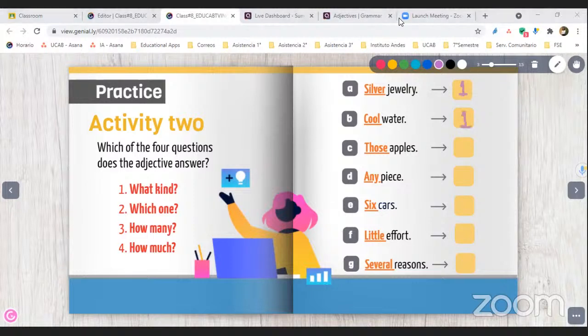Let's go with the next one. Luisana, can you tell me the third one? Those apples. Which question do you think it answers? Those apples. What kind? Which? How many?